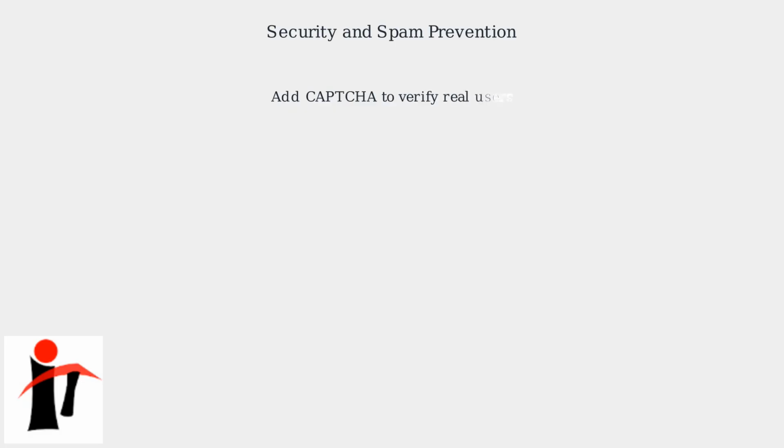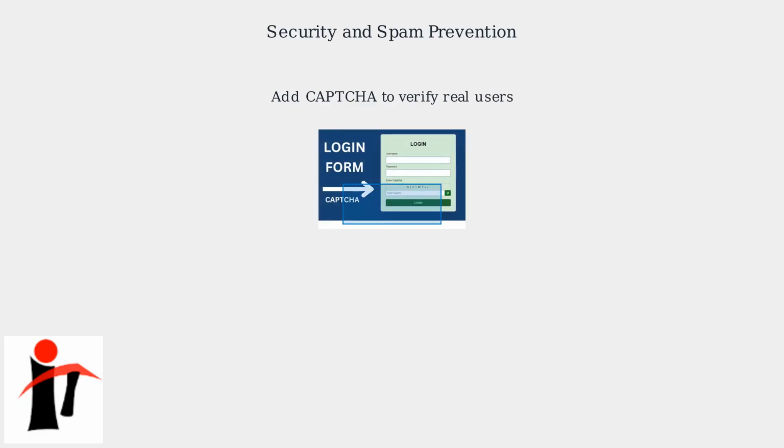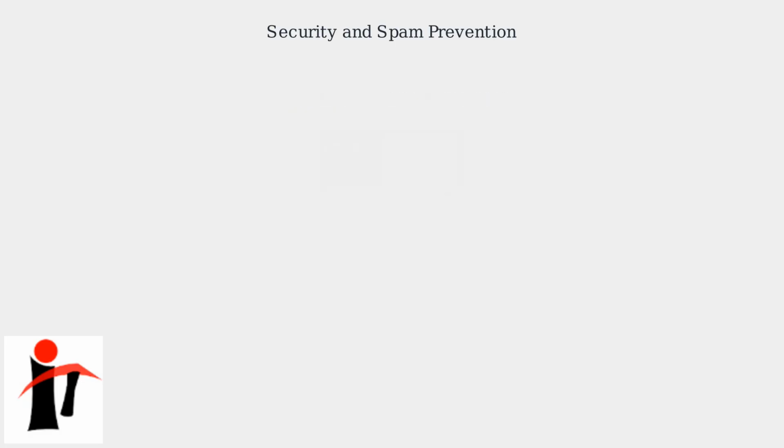Protect your contact form from spam by adding a CAPTCHA element. This verifies that submissions come from real people, not automated bots. Hostinger also provides AI-based filtering to automatically detect and block spam submissions, keeping your form clean and effective.